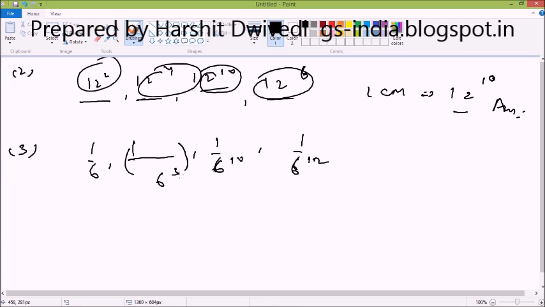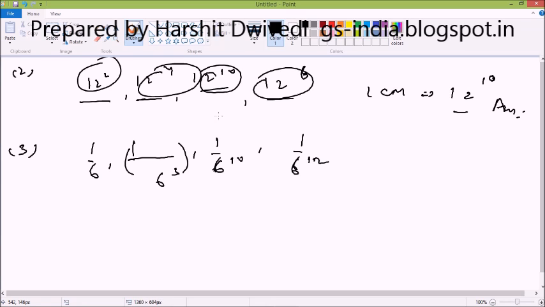I'm sorry, this thing is going out of scene. So obviously here the numerators are 1, 1, 1 and 1 in all the numbers, and the denominators are 6 to the power 1, 6 to the power 3, 6 to the power 10 and 6 to the power 12. Now, as told you earlier, the LCM of fractions is equal to LCM of numerators upon HCF of denominators.